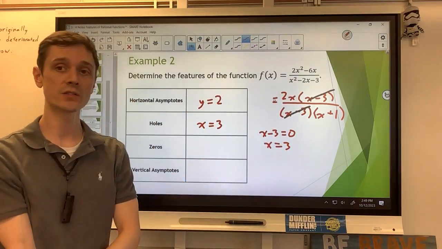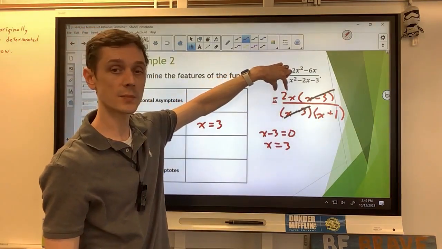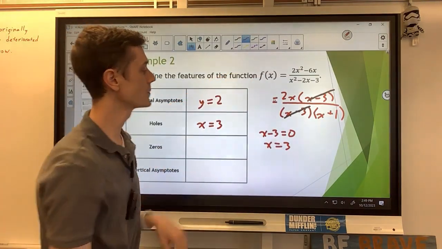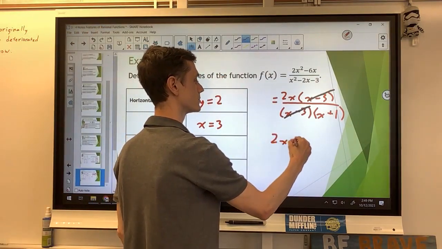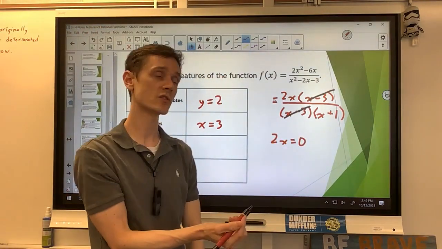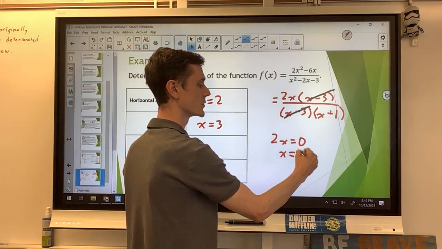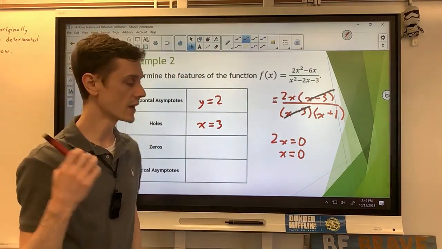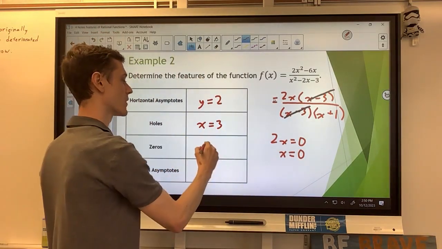Next, I need to find the zeros. Well, after doing my canceling, the only thing I have left on top is 2x. So I can write 2x equals 0. Okay, well, if I solve this equation, there's not really much to do here. I would divide both sides by 2, but 0 divided by 2 is still 0. So the solutions I'm getting from the numerator, those are going to create the zeros of my function.